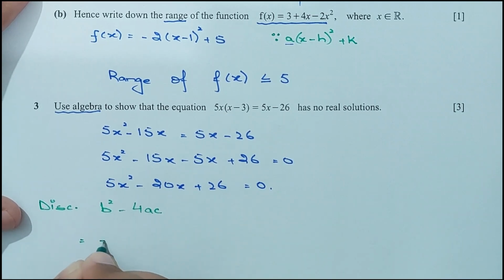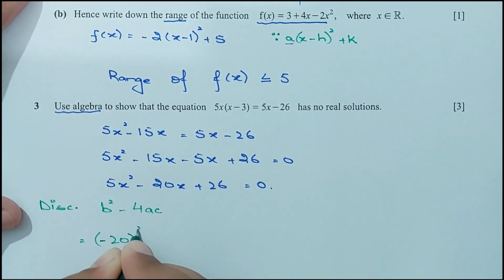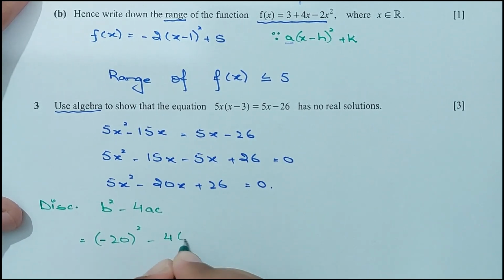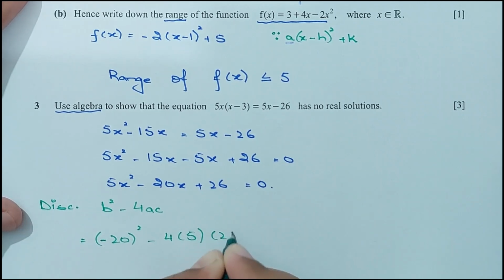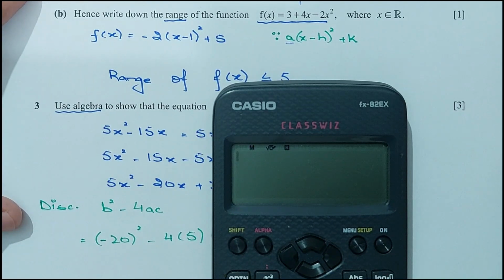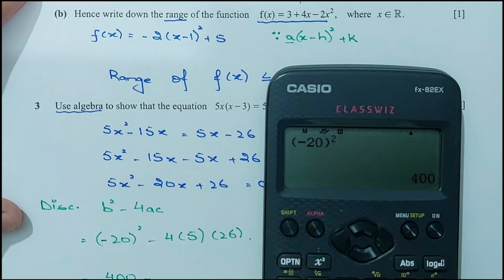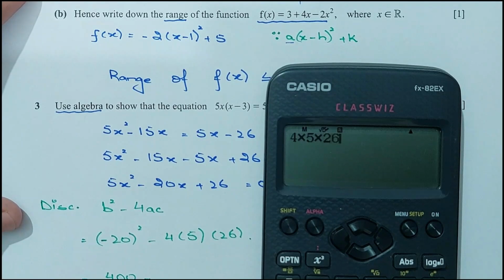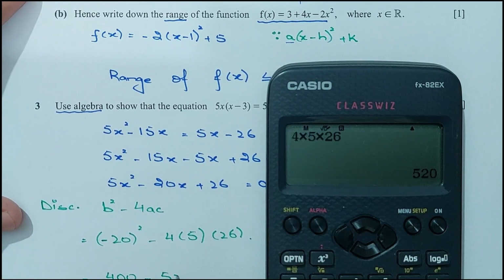The b value is −20, its whole square, minus 4 times the a value, which is 5, and the c value, which is 26. Let me simplify this. (−20)² is 400, minus 4 times 5 times 26, which is 520. Now from 400 subtract 520, this is equal to −120.